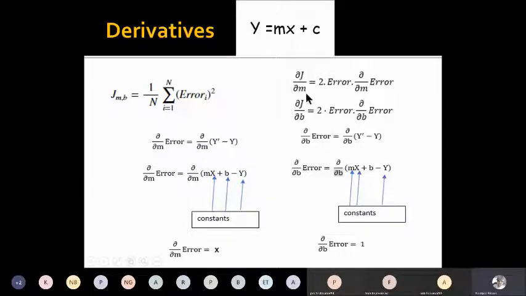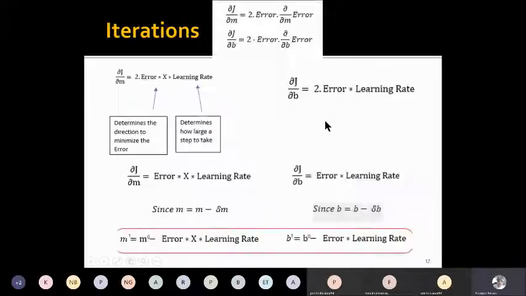So what is del J del m? J is the error function, del J del m is 2 into error into x, while del J del b is 2 into error into 1, which happens to be 2 into error. So just that is written on the next slide, that del J del m is 2 into error into x, and del J del b is equal to 2 into error.